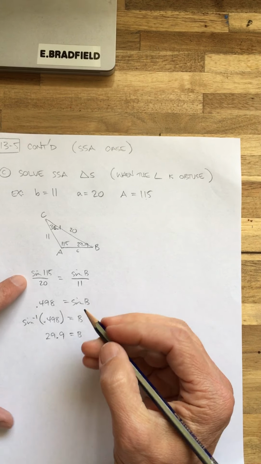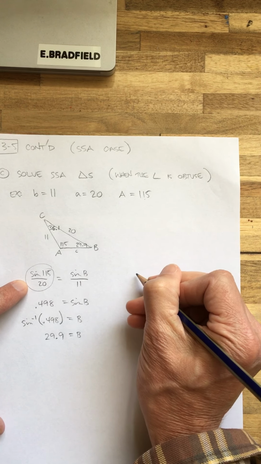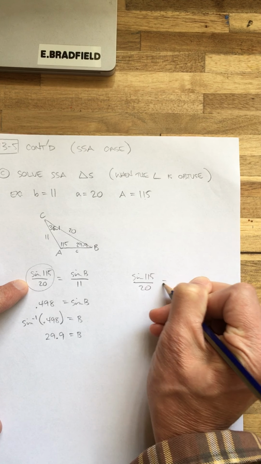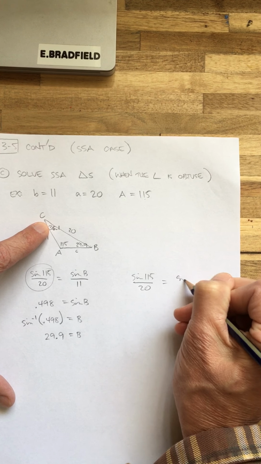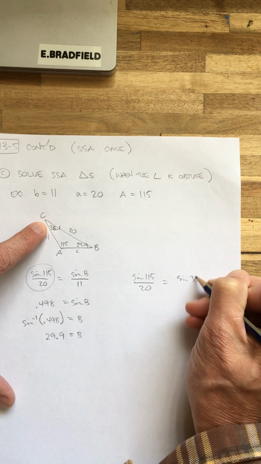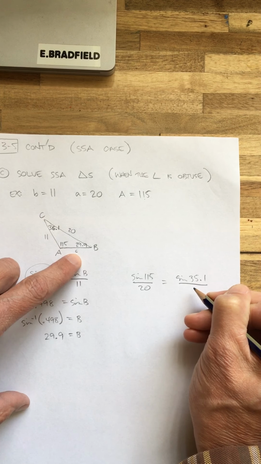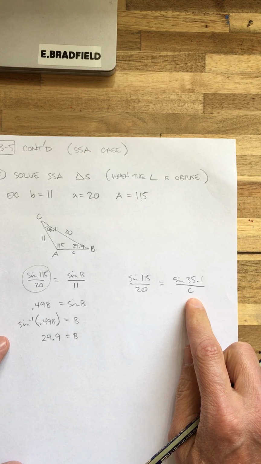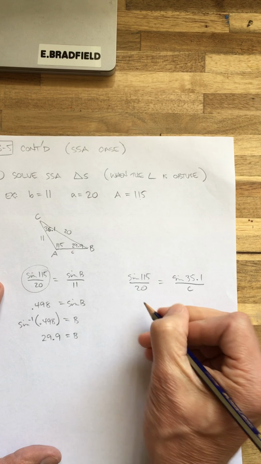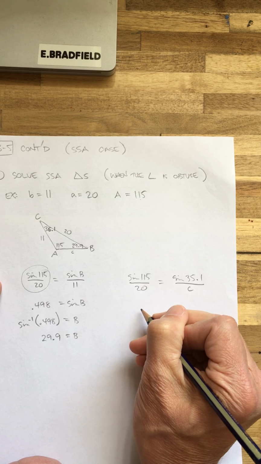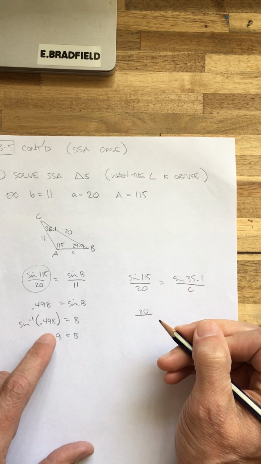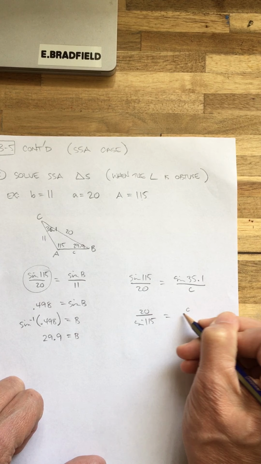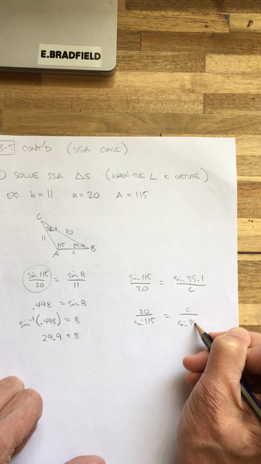So here we go. Let's set it up. I'm going to use the same ratio. Okay, so sine of 115 over 20 is equal to the sine of 35.1 over side C. I see my C is down in the denominator, so I'm going to flip everything. So this is 20 over the sine of 115, equals C over the sine of 35.1.